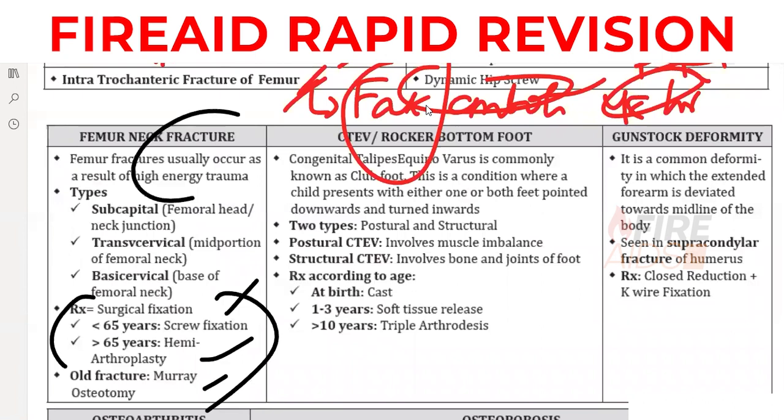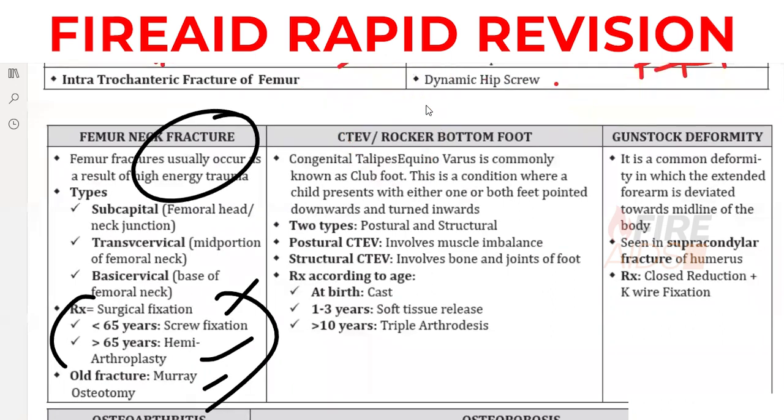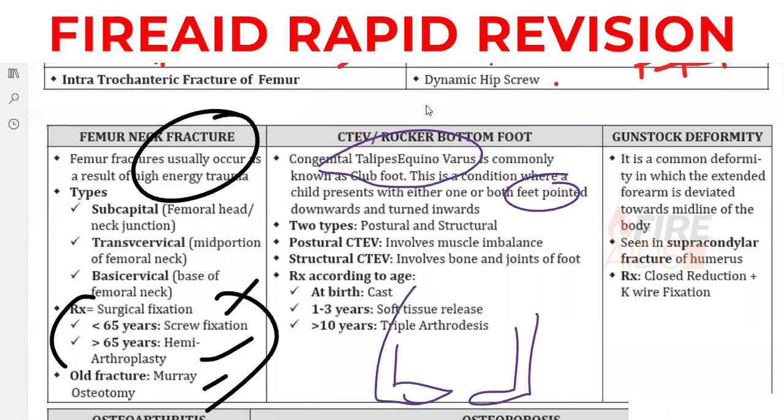So definitely they will give you a high energy trauma in the point as a clue that this is a forceful accident. Then the next one is CTEV, congenital talipes equinovarus. This is also called clubfoot or rocker bottom foot. This is a condition where the child presents with their feet pointed downwards and towards inside. This is how the feet will be for the child.